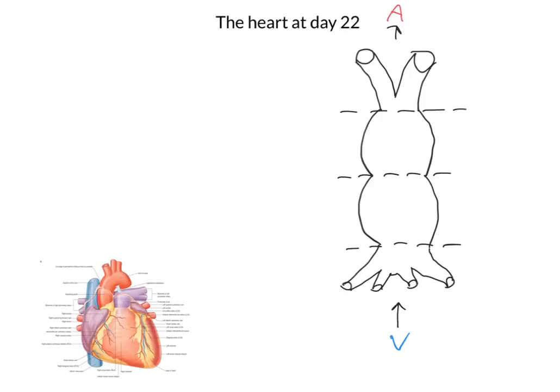The first swelling that we have is the primitive atrium. So this is the primitive atrium, okay? And there is only one at this stage. We don't have a right and a left atrium at this stage. We just have a single primitive atrium. Sitting above the primitive atrium towards the arterial end is the primitive ventricle.